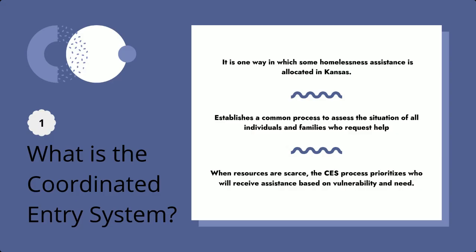It is one way in which some homelessness assistance is allocated in Kansas. It establishes a common process to assess the situation of all individuals and families who request help. And when resources are scarce, the CES process prioritizes who will receive assistance based on vulnerability and need.